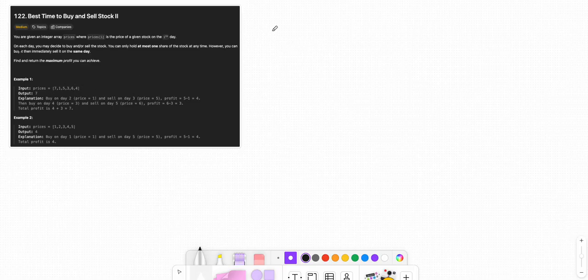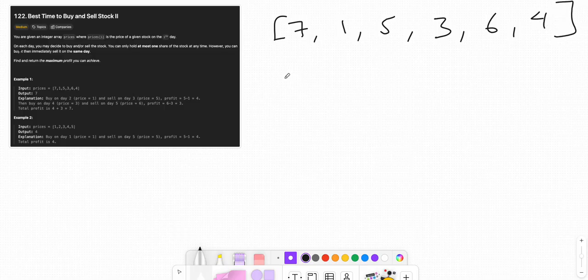Given the prices, I want the maximum profit. For example, the prices are 7, 1, 5, 3, 6, and 4. If no profit can be made, we return 0. The idea is to buy at a low and sell at a high.